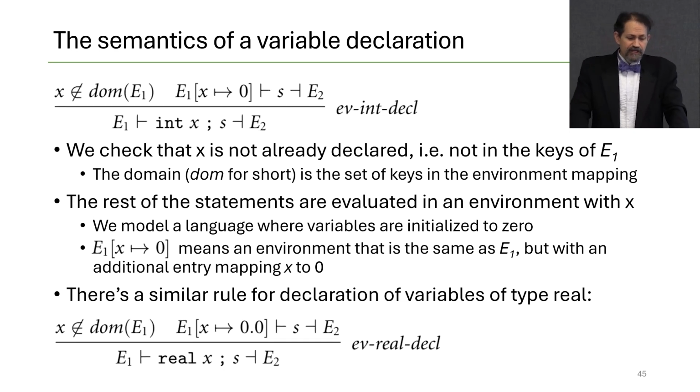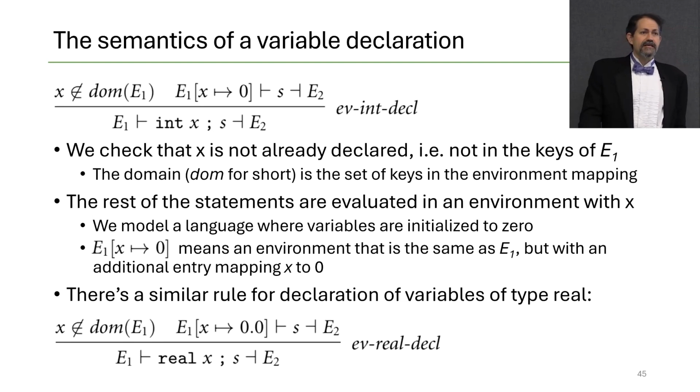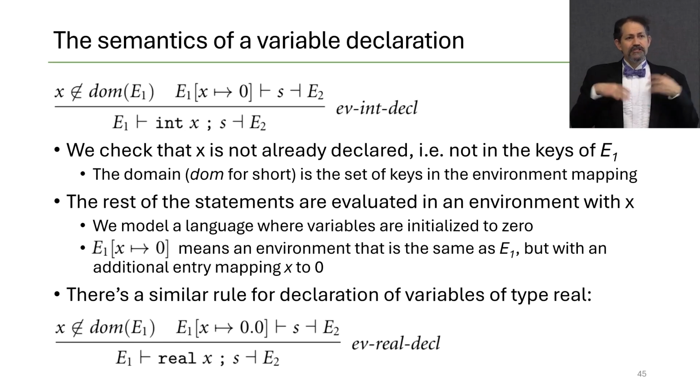For the rest of the statements, we need to extend the environment. And here we will extend the environment with x mapping to 0. I'm assuming a language that initializes variables to 0. And so the notation E with brackets x arrow 0 means an environment that's the same as E1, but that has an additional entry mapping x to 0. So we construct this new environment that is extended with x, and we evaluate all the other statements in S. And then at the very end, we take out an environment E2. I'll explain that in the next slide.